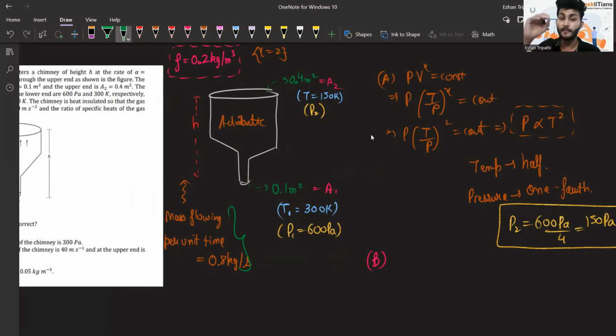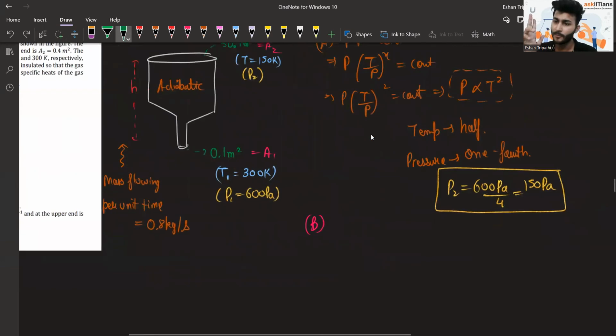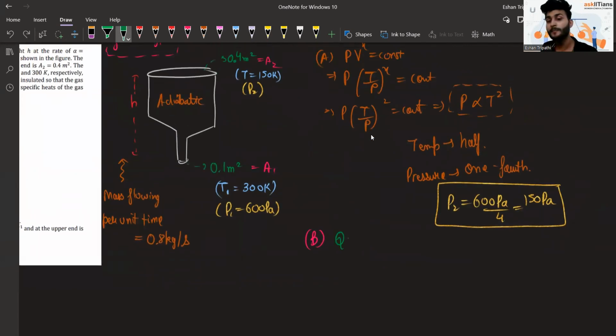It is given that the mass flowing per unit time is this. But we have a formula. We learned the formula that volume flowing per unit time is area into velocity. But mass flowing per unit time is given. Can we find out volume flowing per unit time? Yes, we can find volume per unit time because we know volume is mass upon density. We can say it's mass per unit time divided by density.